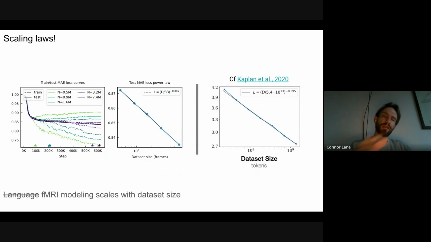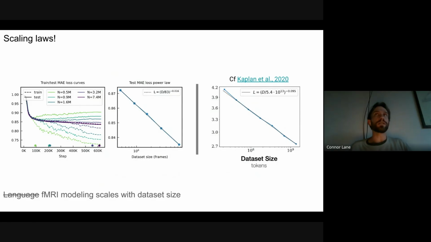The scaling trend is so good, the fit is so good. I would think it's maybe a fluke that it came out so well this time, but at the very least, it's a very impressive fit of the power scaling law trend that you see in language modeling and vision modeling and so forth. So we see as you increase the dataset size from 500,000 frames up to over 7 million frames of fMRI data, the masked autoencoder loss is going down like a log linear function.